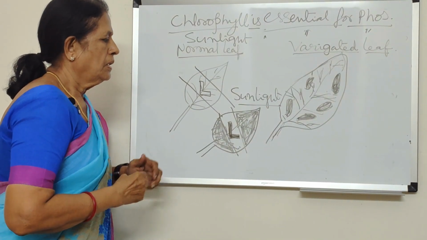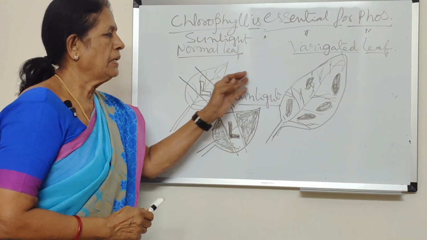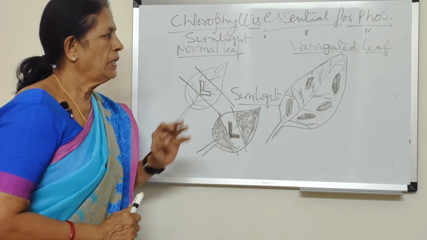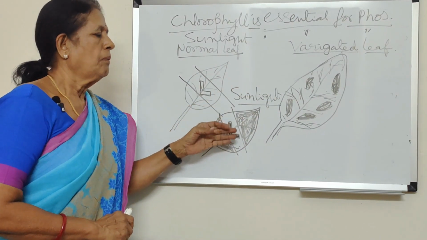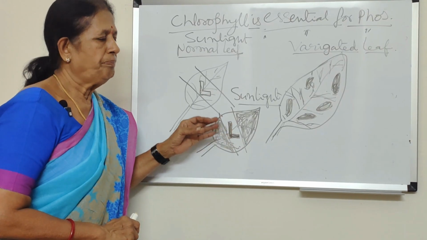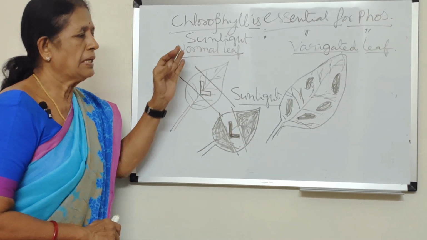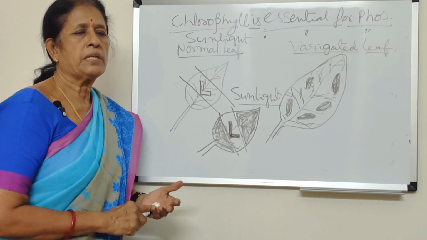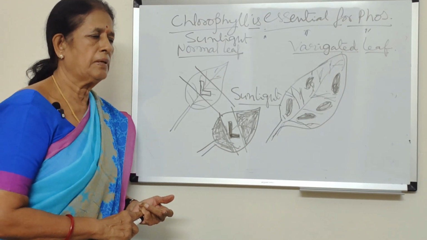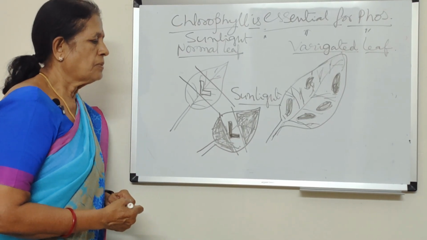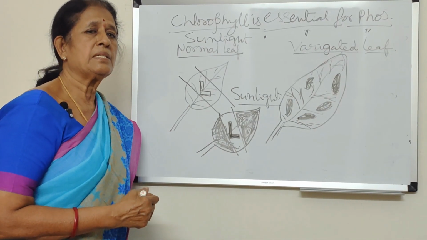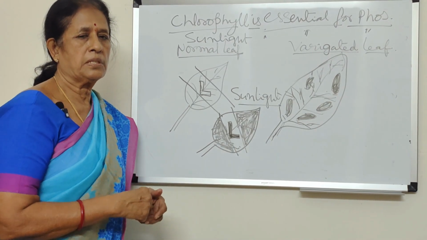Hope you have understood. By taking a variegated leaf and a normal leaf, we are proving that chlorophyll is essential for photosynthesis. By this cardboard covering, we are proving that sunlight is essential for photosynthesis. And in the last class, we have seen that carbon dioxide is essential for photosynthesis, as per the equation. And there is one more experiment: oxygen is released during photosynthesis.